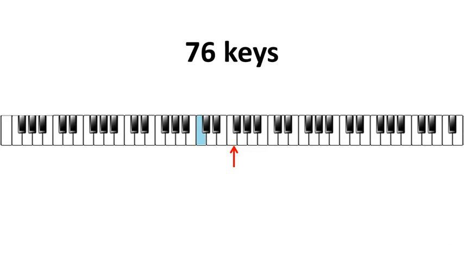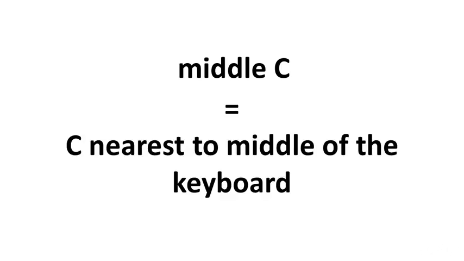So, we've seen now how to find the middle C on keyboards with 49, 61, 76 and 88 keys. Now, keyboards with another number of keys also exist. How to find the middle C in those cases? Well, as a general rule, for all keyboards, you can say, find the exact middle of the keyboard. The C nearest to the middle of the keyboard is the middle C.